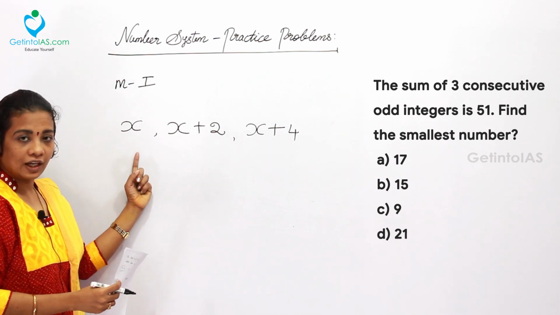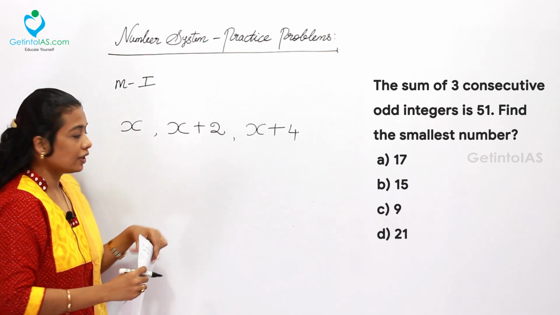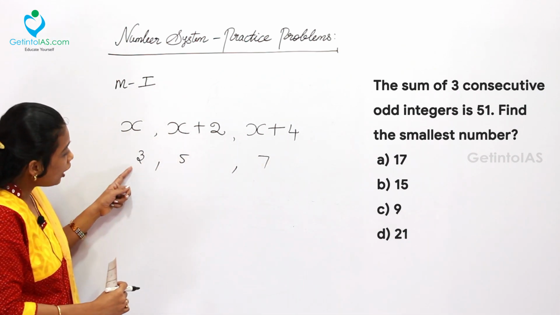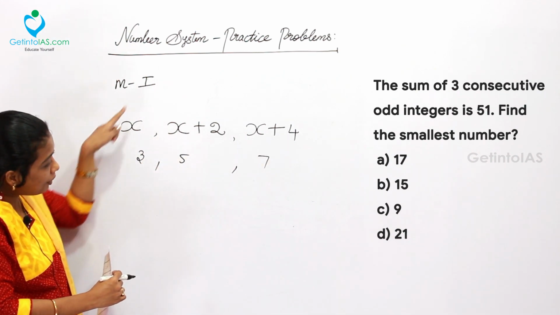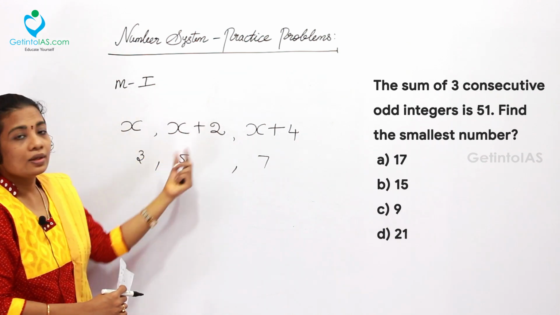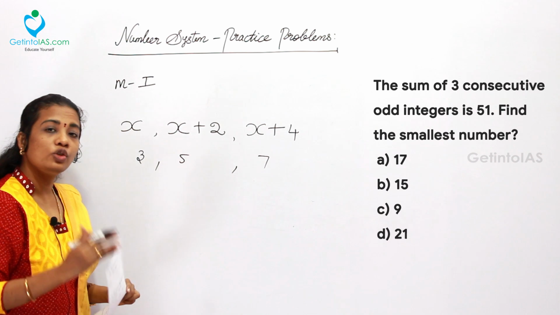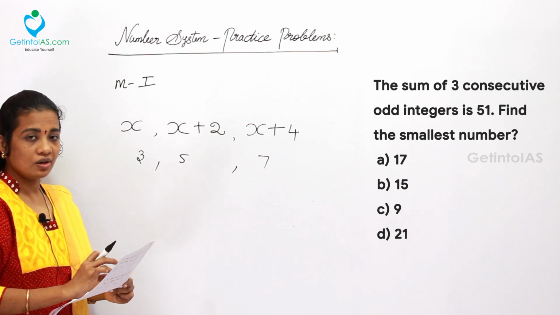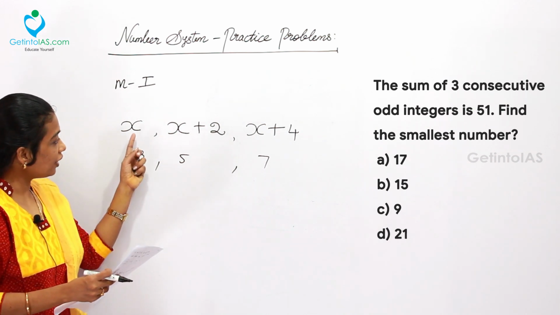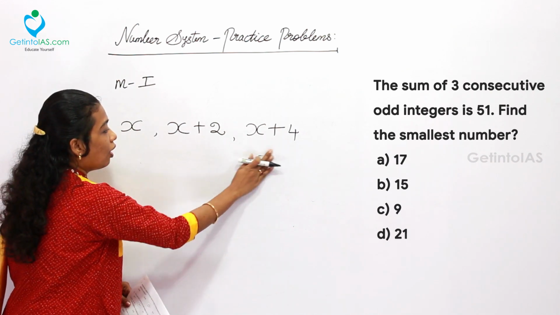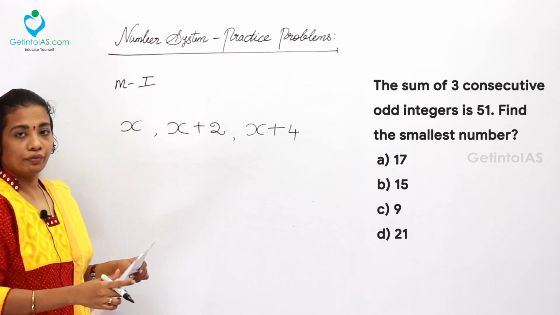Say for example this is 3, this is 5 and this is 7. So 3 plus 2 is 5 and 3 plus 4 is 7, and likewise it goes on. It is a never ending series. Here we have chosen only 3 numbers because in the question 3 numbers are given. So I have taken x, x plus 2 and x plus 4. Here the numbers are not clearly defined.